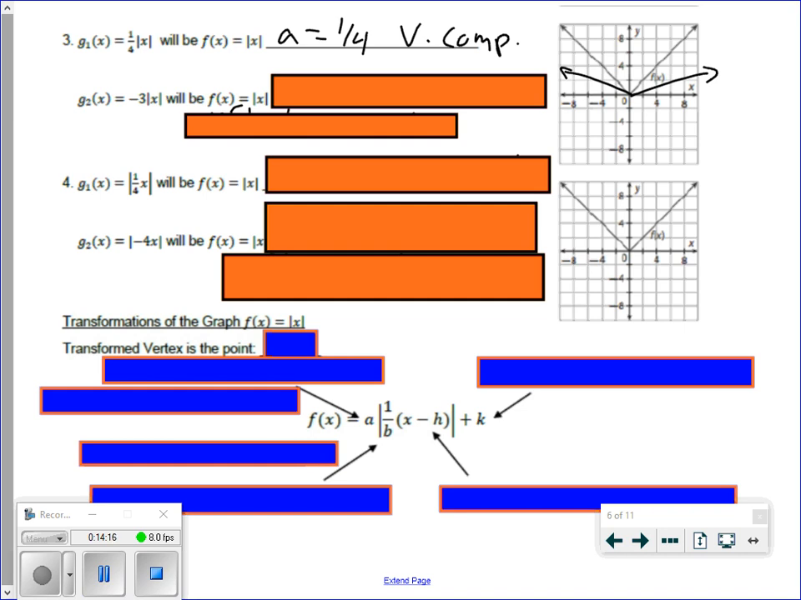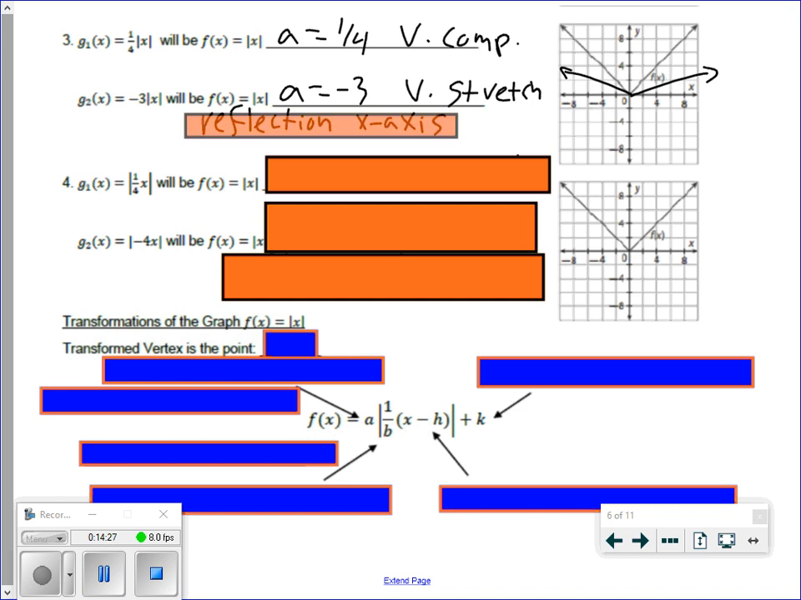For g sub 2 of x, that equals negative 3 times absolute value of x. So that negative 3 is still going to be our a. So our a is negative 3. And that's going to be a vertical stretch, but it's also going to be a reflection across the x-axis, or a vertical reflection, right? Our a's deal with our y's, so that's why it's a vertical stretch and a vertical reflection, or in other words, a reflection over the x-axis, right? It reflects vertically, it's going over the x-axis.